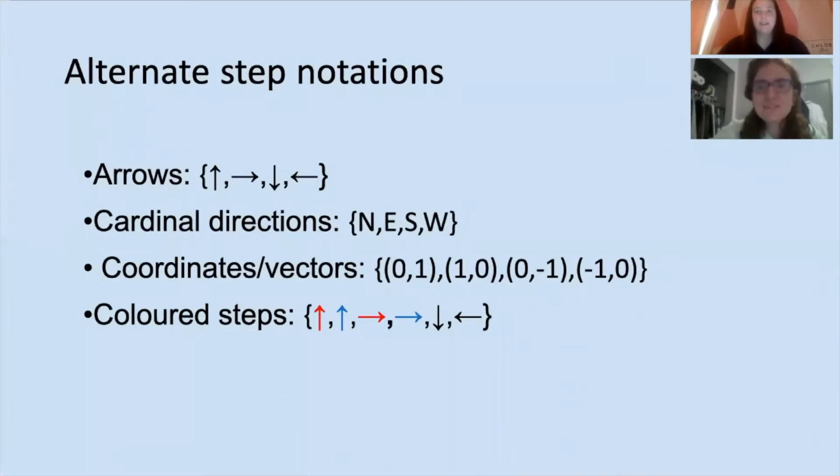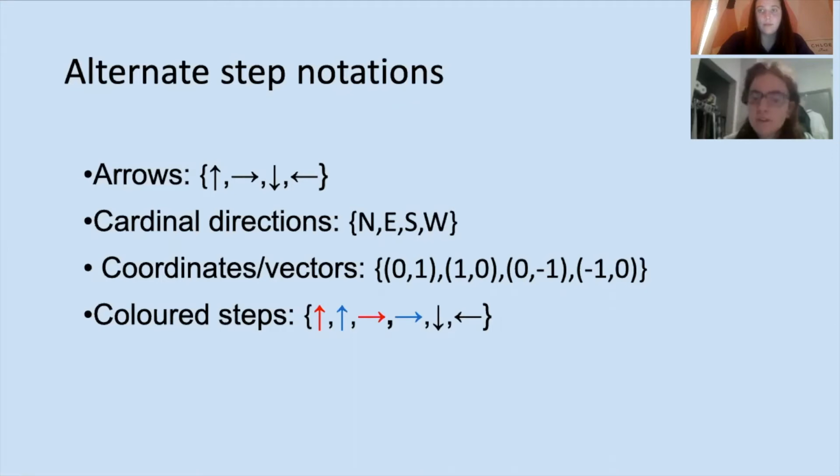There are also alternate ways that you can depict your step set. So far we've been using arrows such as up, right, down, and left, but you could also use coordinate directions such as north, east, southwest, or coordinates, so 0, 1 indicating you move 1 up, 1, 0 indicating you move 1 to the right, 0, -1, and -1, 0.